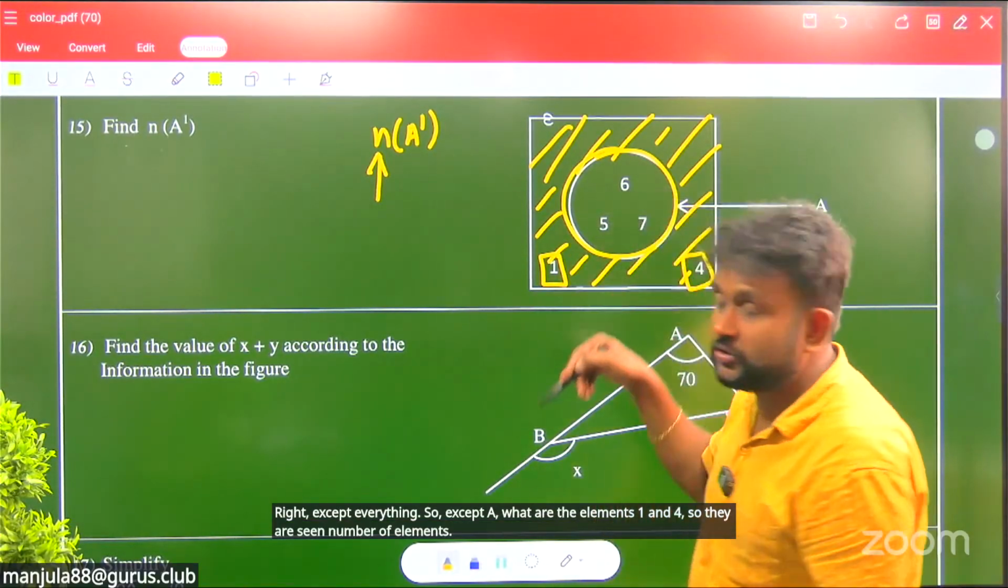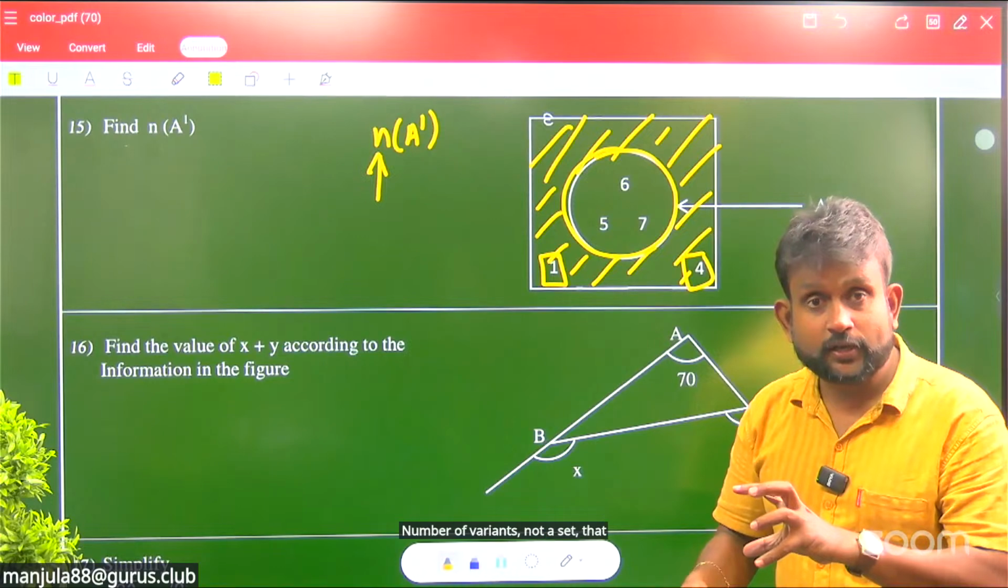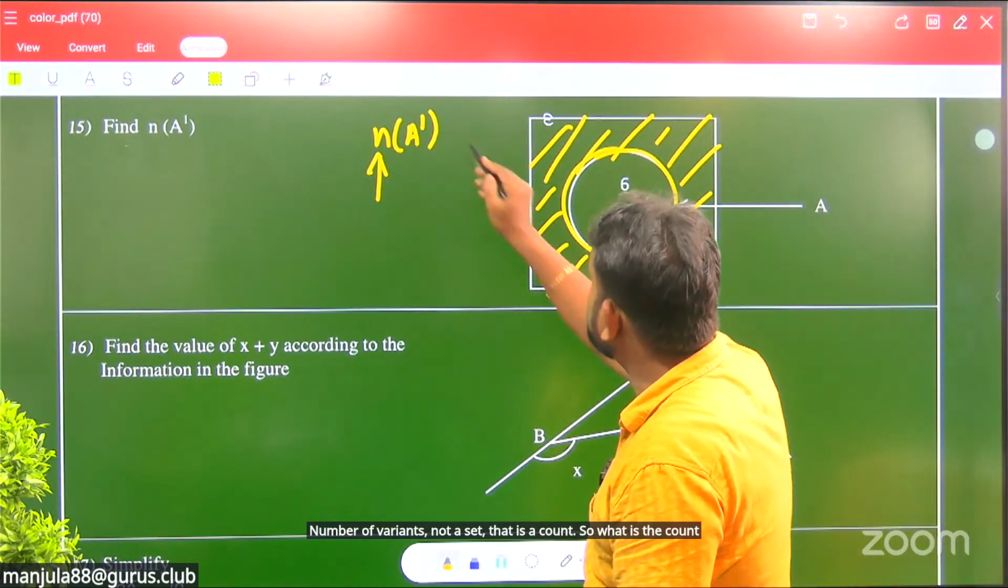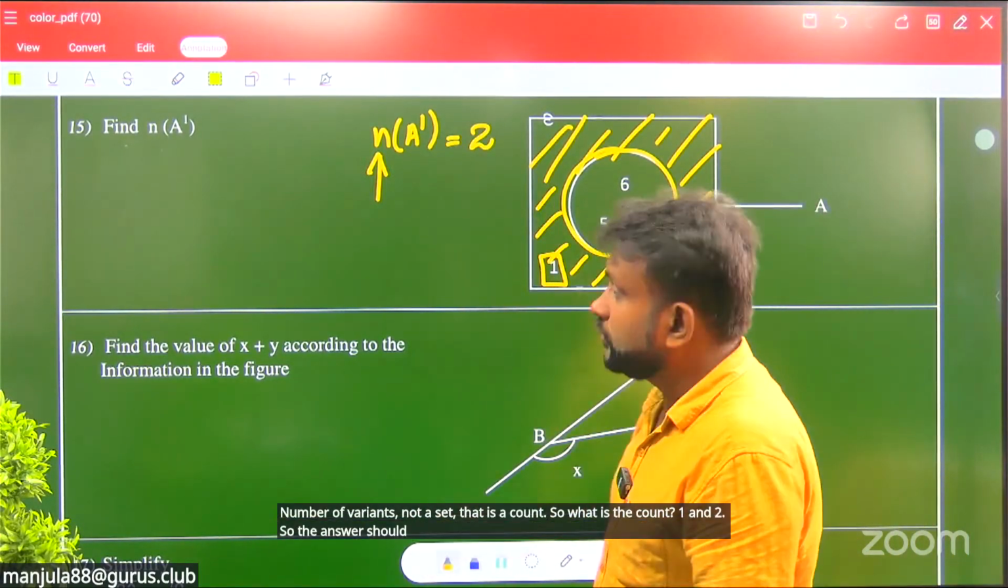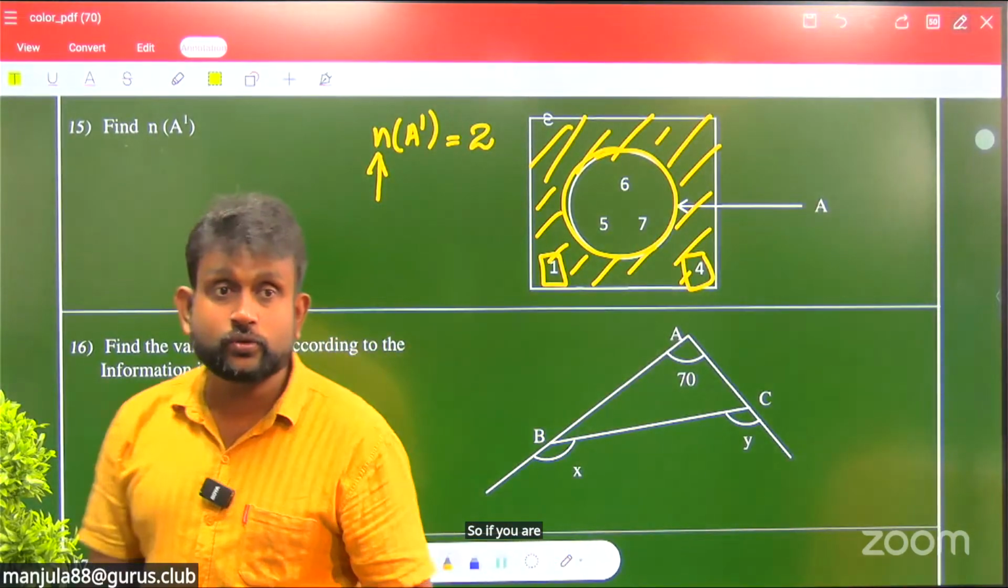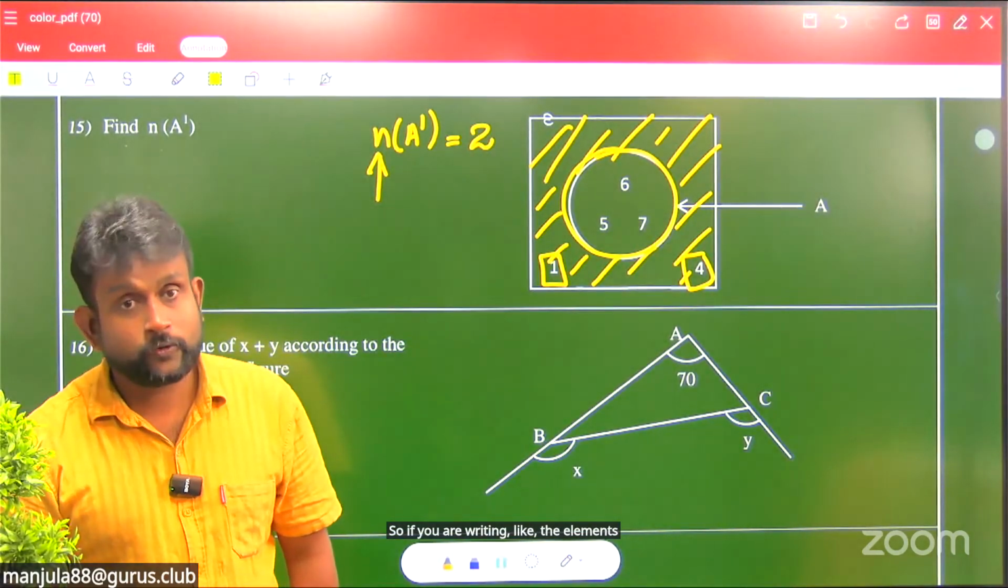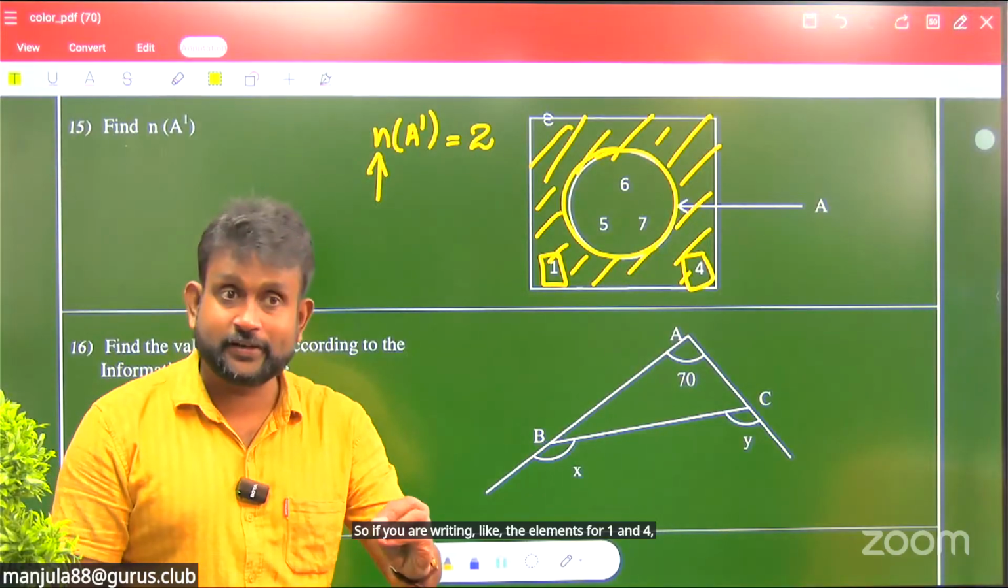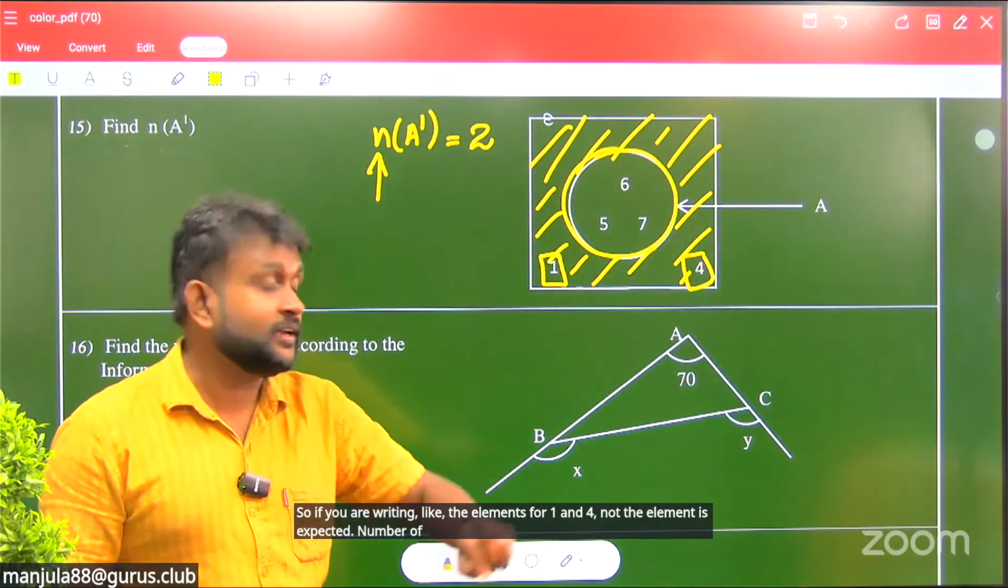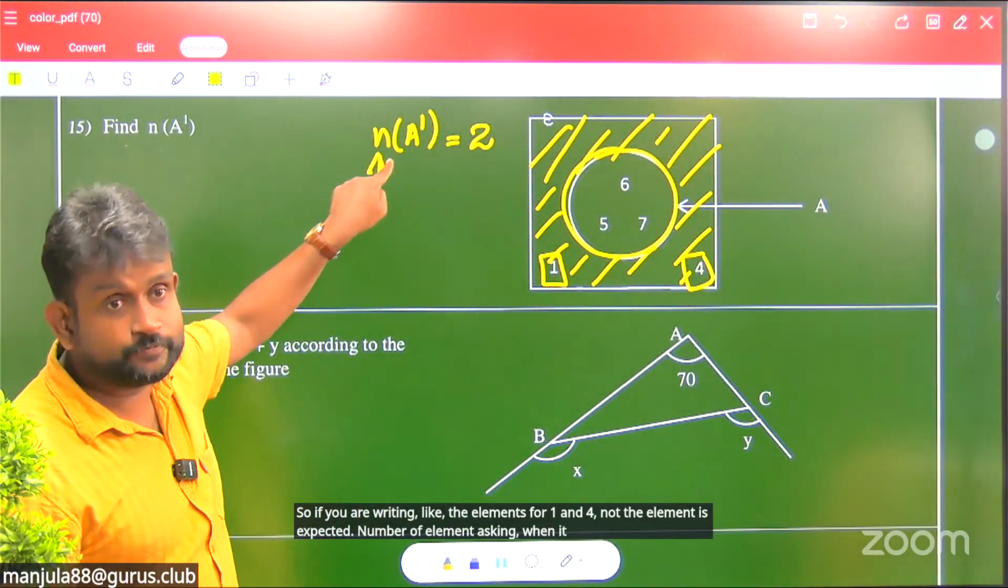Number of elements, not a set, that is a count. So what is the count? 1 and 4, so the answer should be 2. So if you write the elements 1 and 4, that is not what is expected. The number of elements is asked when they apply the n.